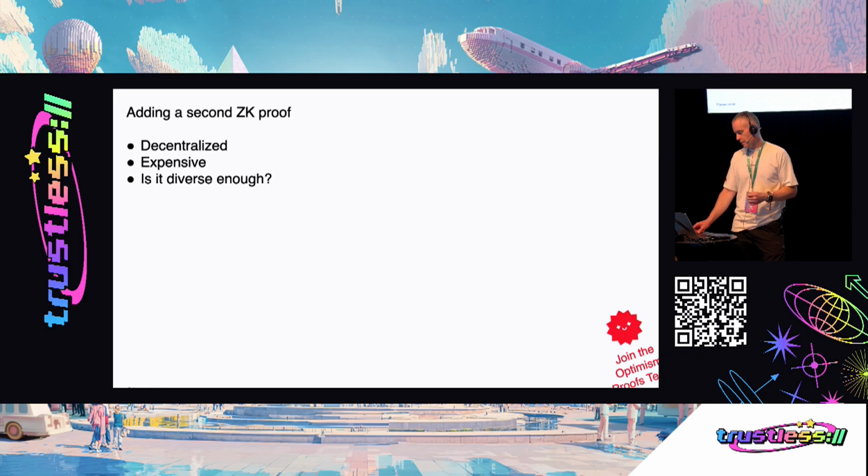One question you might ask is, is it diverse enough? If there's a bug in one of your ZK proof systems, does it share enough with the other one that they both have the same bug?